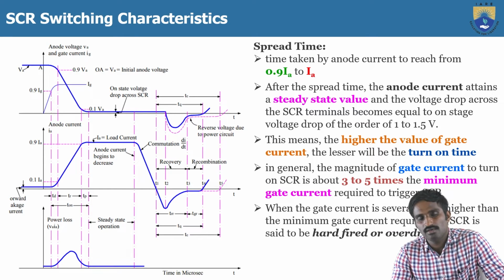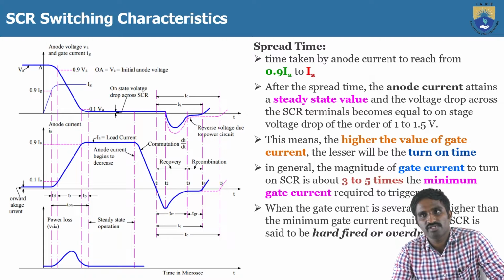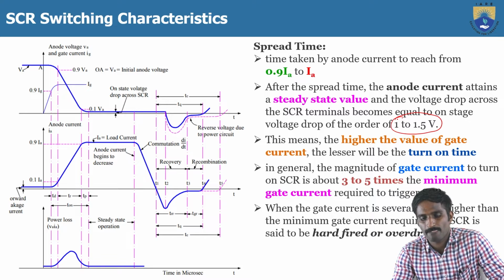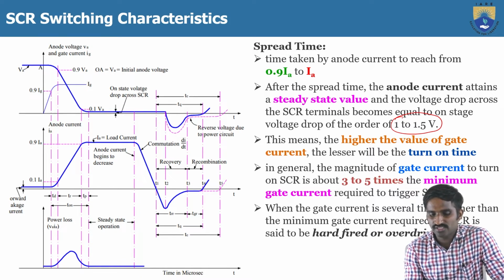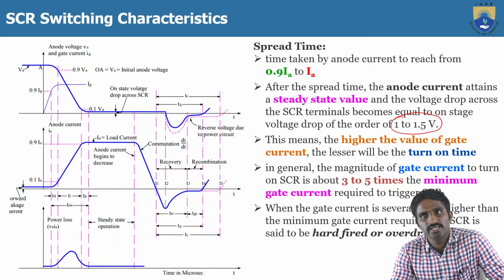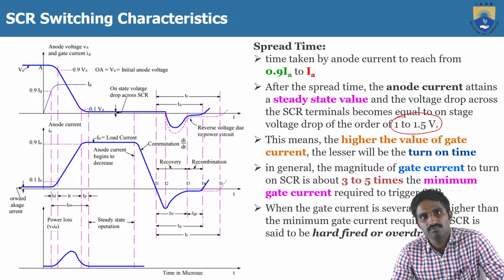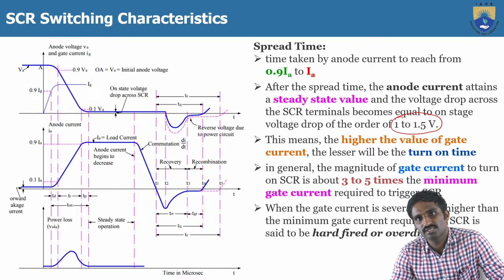We have also discussed this in the output characteristics of the SCR. The on state voltage drop of an SCR is in the range of 1 to 1.5 volts. Another point here is, the higher the value of the gate current, the lesser will be the turn on time. The turn on time is a sum of the delay time plus rise time and peak time. Compared to the delay and peak time, the rise time depends more on the amount of gate current which we are applying.